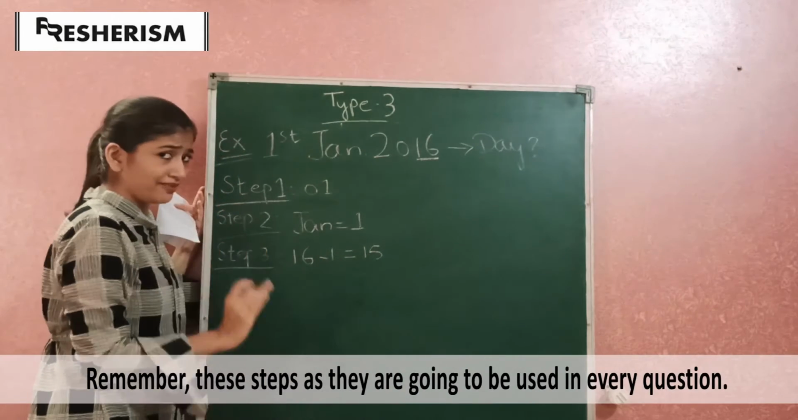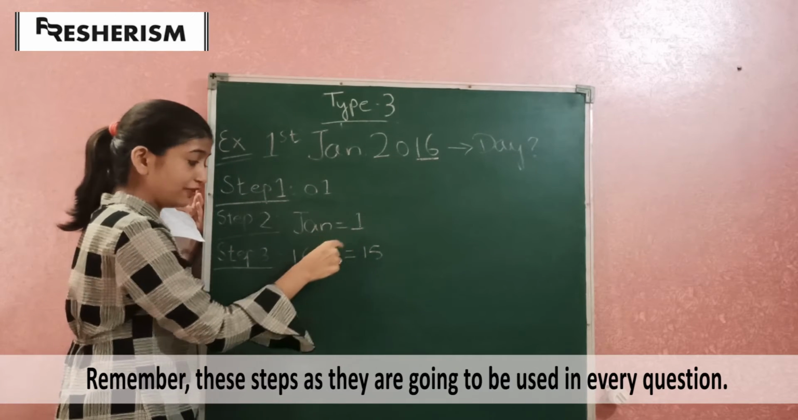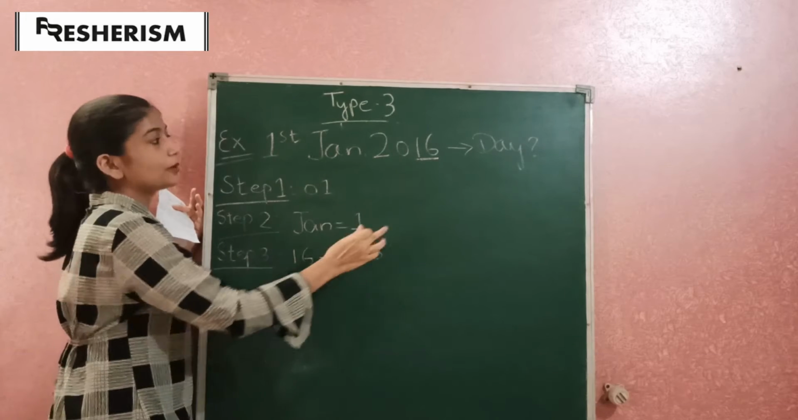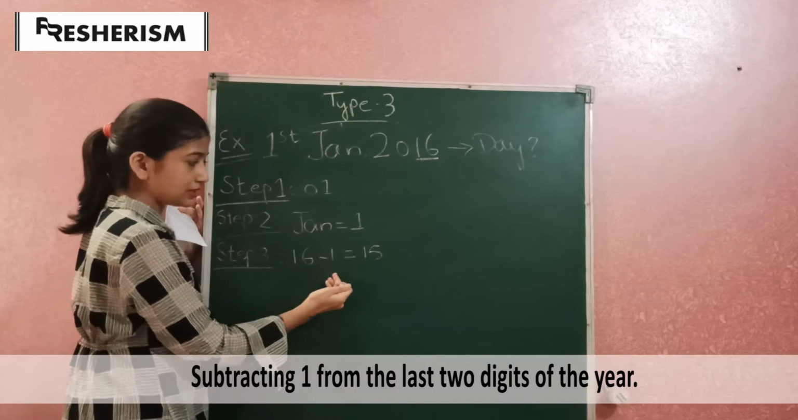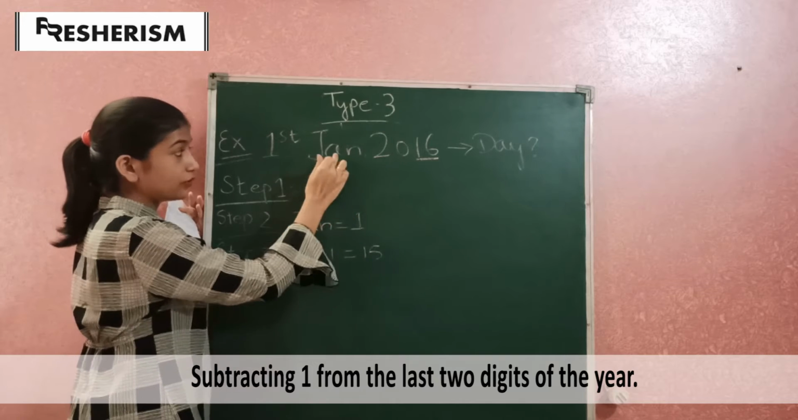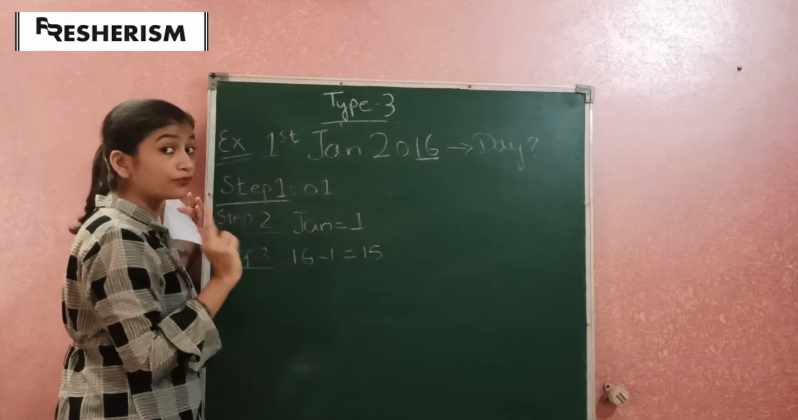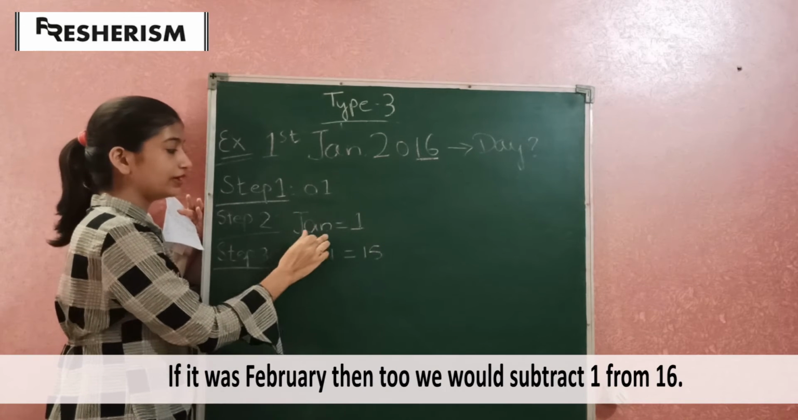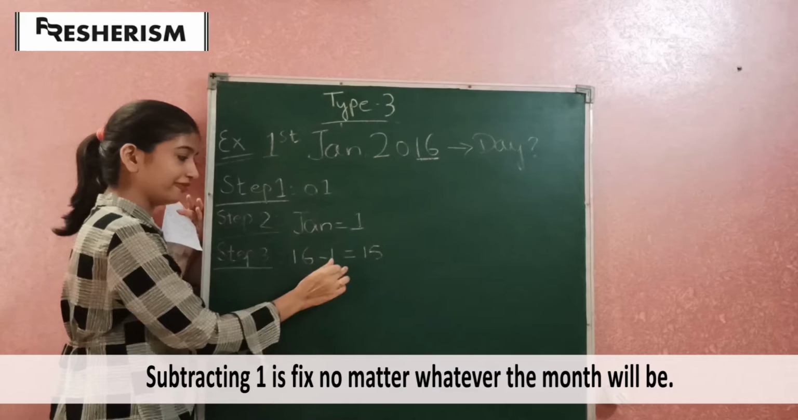This goes with every question. It's not like the code of January was 1, then we have to subtract that code. No. Step 2 was complete. Suppose here 2018 was given, then also we have to do 18 minus 1. Suppose instead of January, here it was February, then the code of February is 4. You still have to subtract 16 minus 1. Even though here it is February, March, April, any month, you have to subtract 1 in the third step.